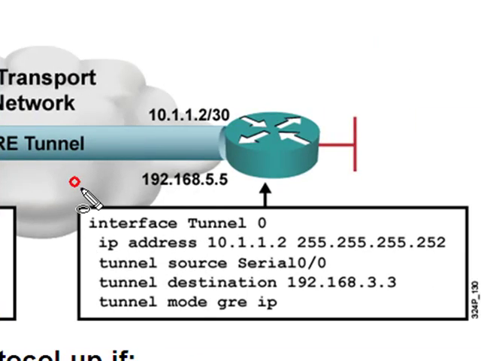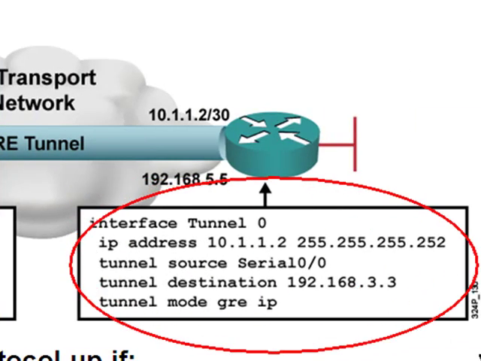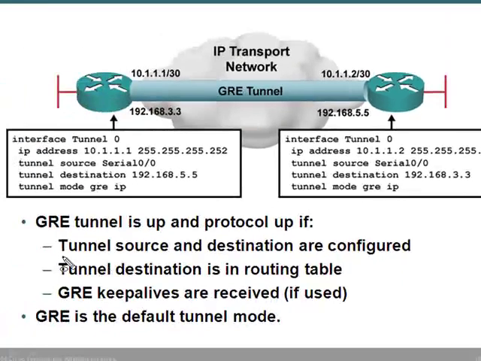A similar configuration is set up on the destination router. Of course, it's going to have a different IP address within the same subnet, and it's going to have a different tunnel destination, the destination address of the first router. It's very important, of course, that the tunnel destination is in the routing table and reachable. This is really all there is to setting up a GRE tunnel.